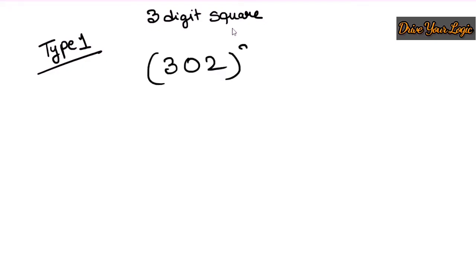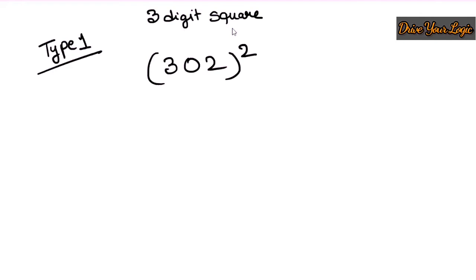So first let me start with type 1. Type 1 I have shown you in one of my videos; you can see that also. When the center number is 0, how do you square the number? For example, 302 square. How to square this type of number?